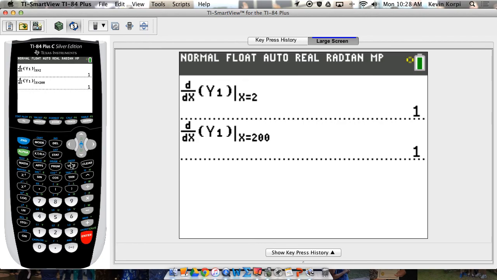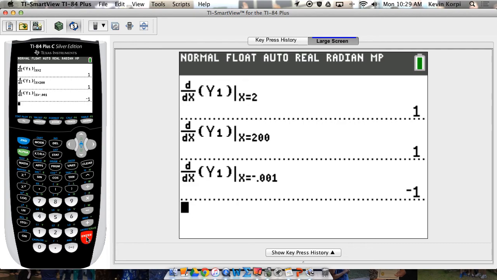Let's pick a number to the left of 0. Like what? -0.001? What should the slope be there? Everywhere to the left of 0, the slope should be what? -1. You think the calculator knows it? Hey, way to go, calculator.